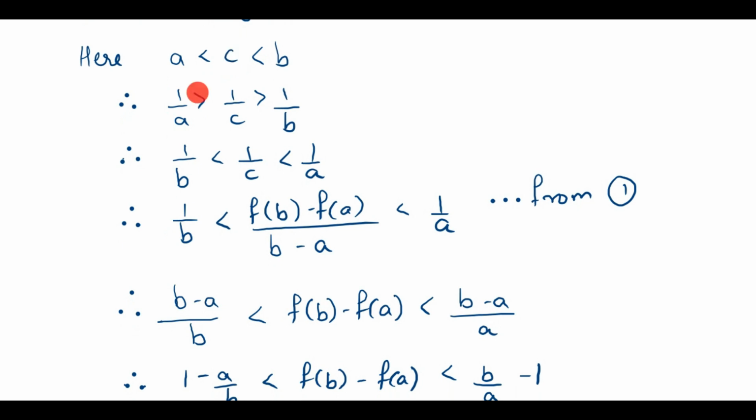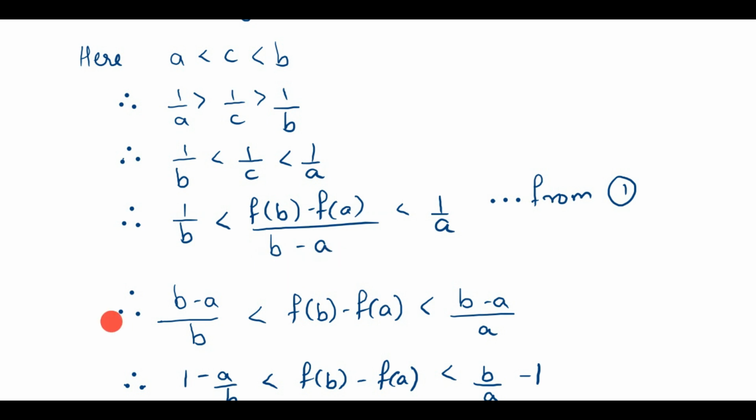As we will take the reciprocal of it, the sign will change automatically. So I have just rearranged this step. What we got: 1 by b is less than 1 by c is less than 1 by a. Here 1 by c is equal to f of b minus f of a upon b minus a, by Lagrange's mean value theorem.